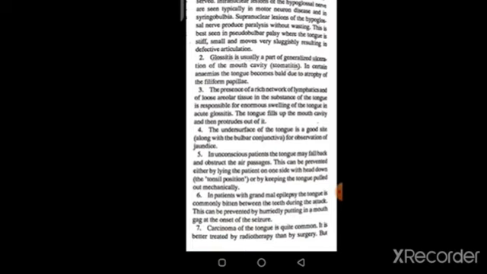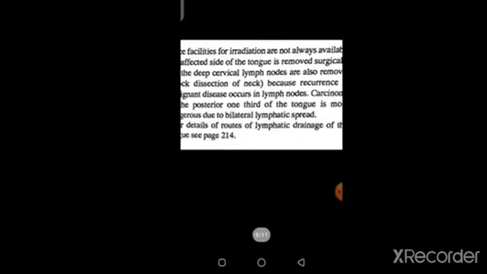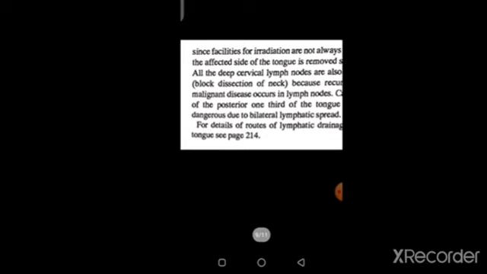Okay. Now, carcinoma of the tongue is quite common and is better treated by radiotherapy than by surgery. Since the facilities of irradiation are not available, one side of the tongue is removed surgically. All the deep cervical lymph nodes are also removed, because recurrence of malignant disease occurs in lymph nodes. Carcinoma of the posterior 1/3 of the tongue is more dangerous due to bilateral lymphatic spread.